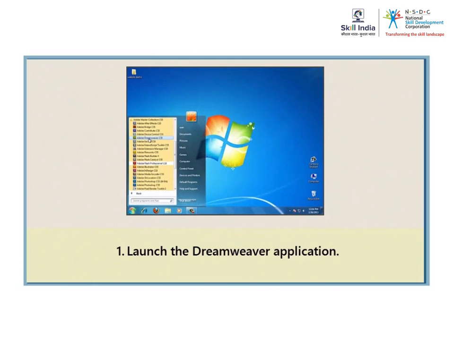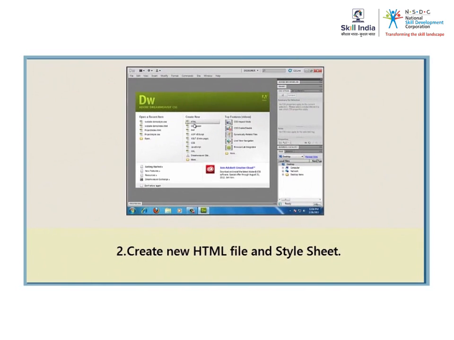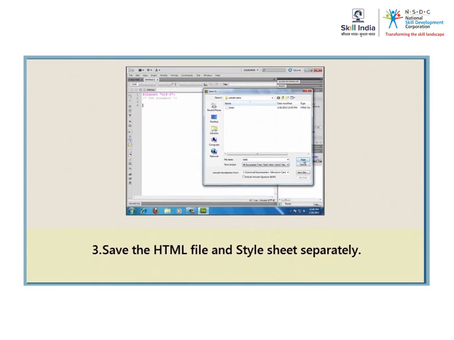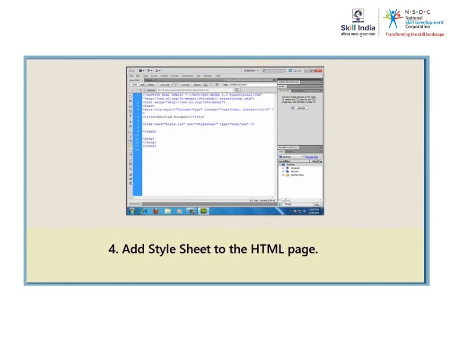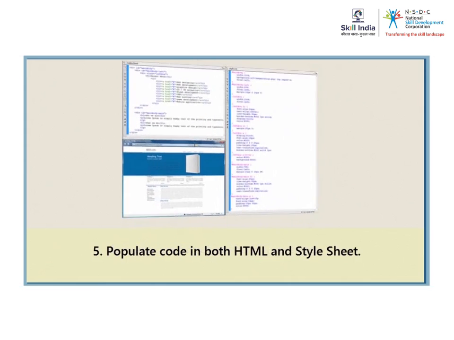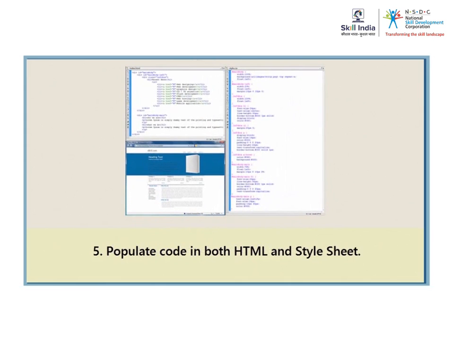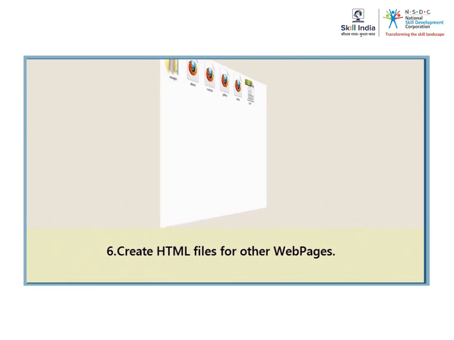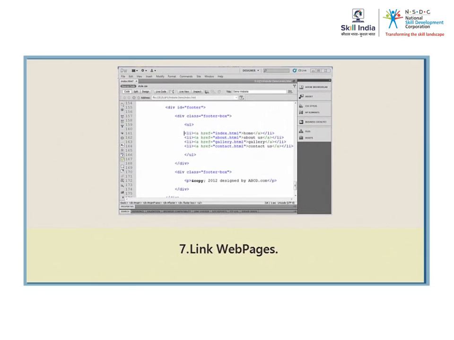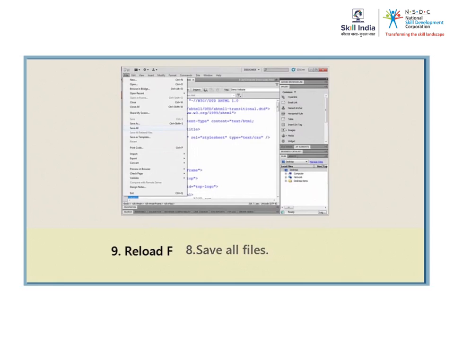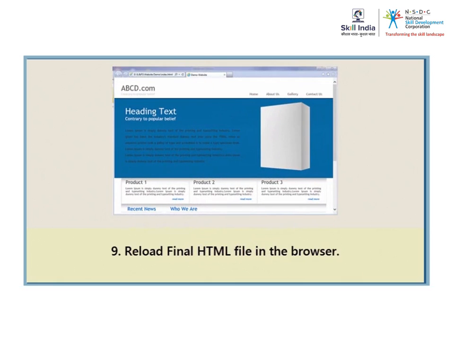Launch the Dreamweaver application. Create new HTML file and style sheet. Save the HTML file and style sheet separately. Add style sheet to the HTML page. Populate code in both HTML and style sheet. Create HTML files for other web pages. Link web pages. Save all files. Reload final HTML file in the browser.